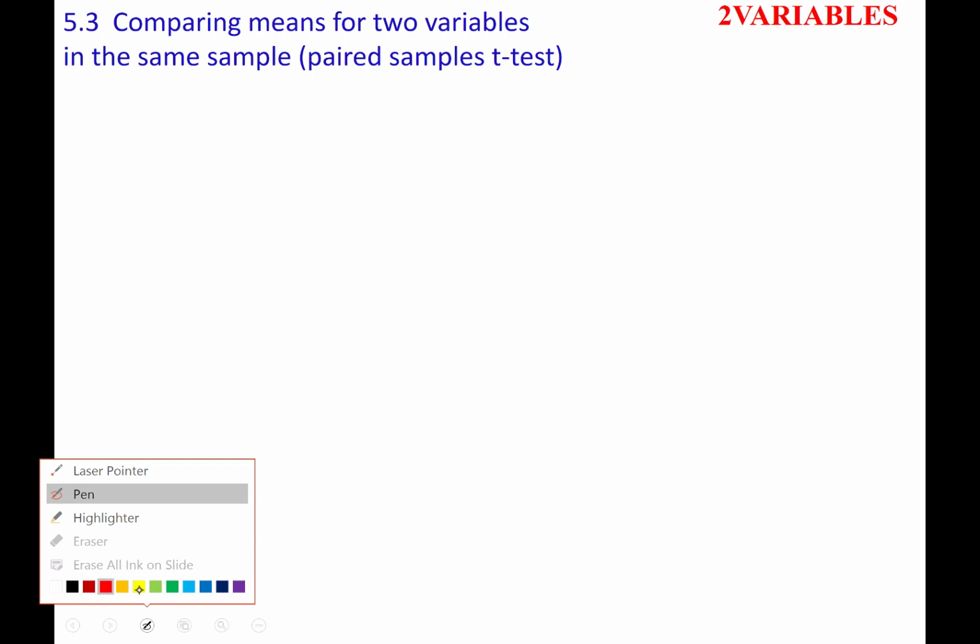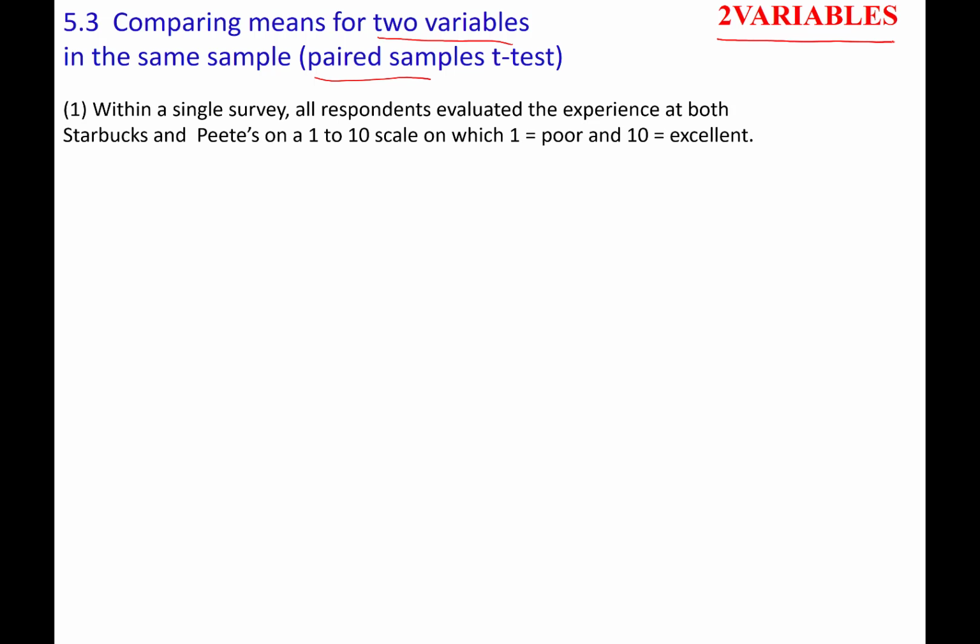Okay, our third t-test here is what we're going to call the paired samples t-test. It's a comparison that gives us the ability to compare two variables that everybody in the sample responded to. So essentially they are paired, and we'll refer to this as two variables. It gives a quick example here.